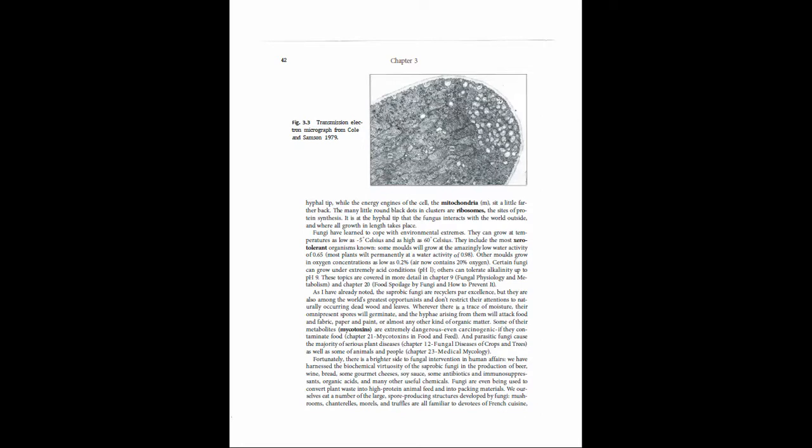As I have already noted, the saprobic fungi are recyclers par excellence, but they are also among the world's greatest opportunists and don't restrict their attentions to naturally occurring dead wood and leaves. Wherever there is a trace of moisture, their omnipresent spores will germinate, and the hyphae arising from them will attack food and fabric, paper and paint, or almost any other kind of organic matter. Some of their metabolites, mycotoxins, are extremely dangerous, even carcinogenic if they contaminate food. Chapter 21, Mycotoxins in Food and Feed.